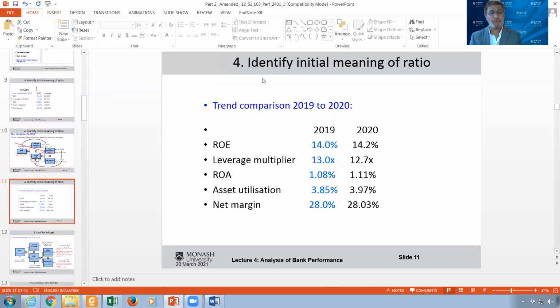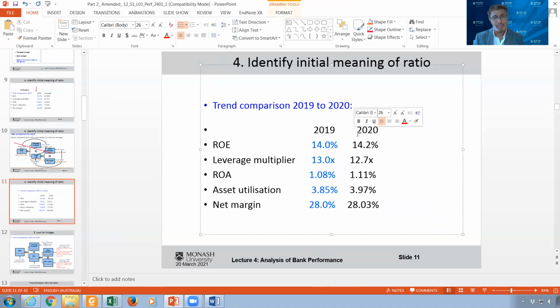Now if I compare the trend between 2020 and 2019, I'm doing well in 2020. As I told you, these numbers were actually 2005 and 2006, so I've dated them 2019-20, but the numbers are still there. So somebody will say, oh, COVID was here, this company is making better. This is just a hypothetical example. The ROE is 14.2 in 2020. We have a leverage multiplier of 13 here, versus 12.7, which means 2020 is much better than 2019, which is a good thing.